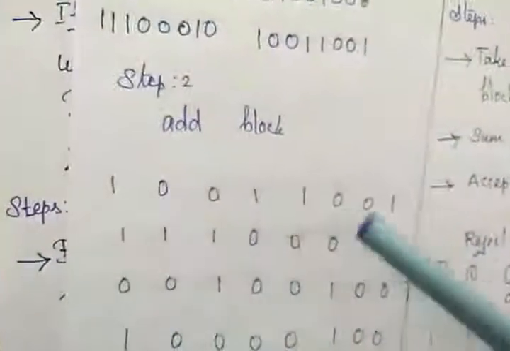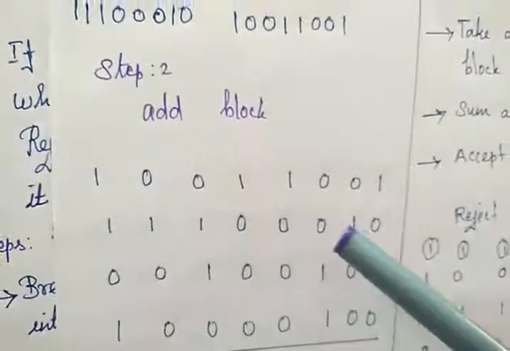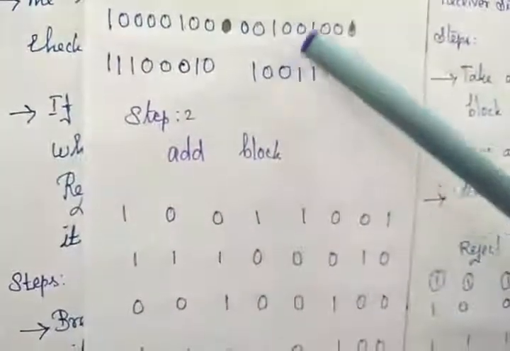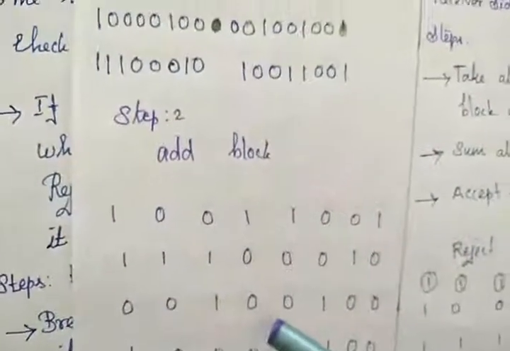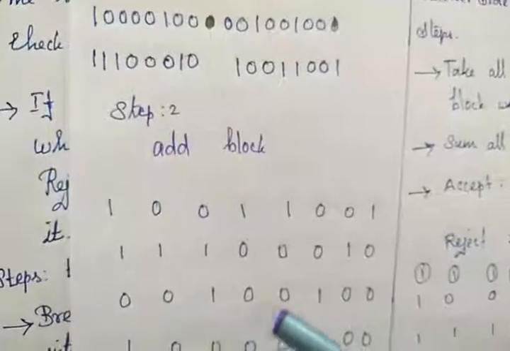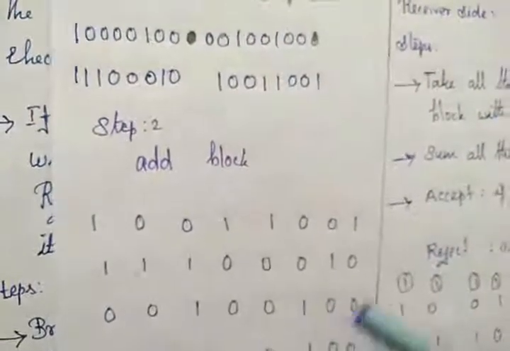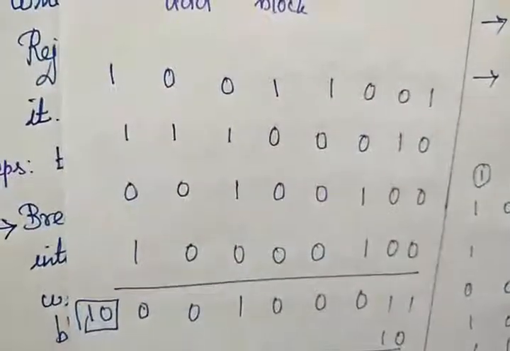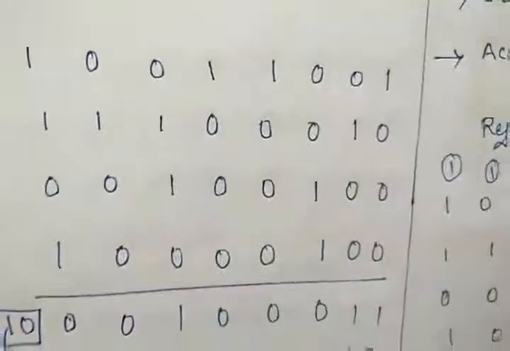1 0 0 1 1 0 0 1. The next one is 1 1 1 0 0 1 0 1. The fourth block is 1 0 0 0 0 1 0 0. So now we are going to perform the addition operation.